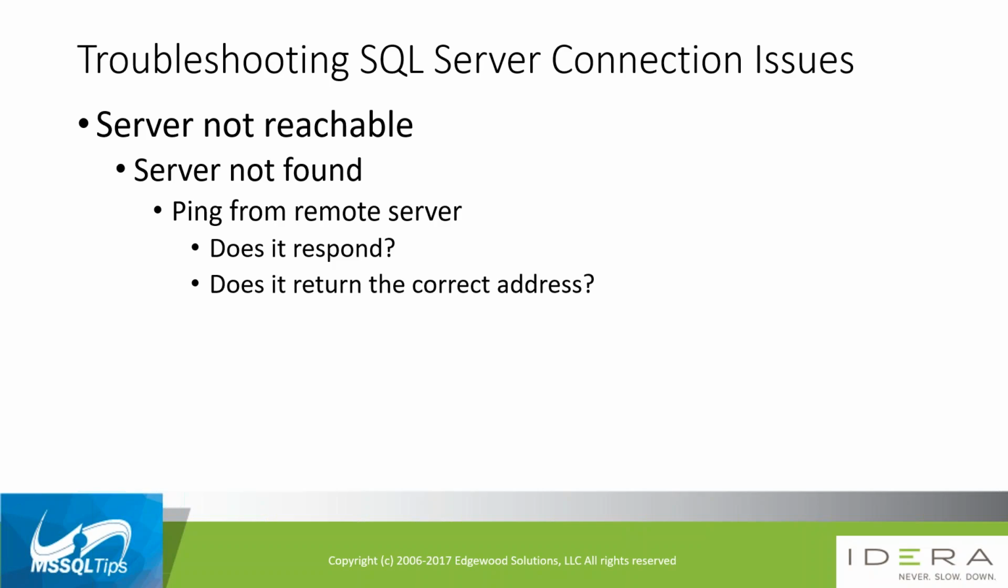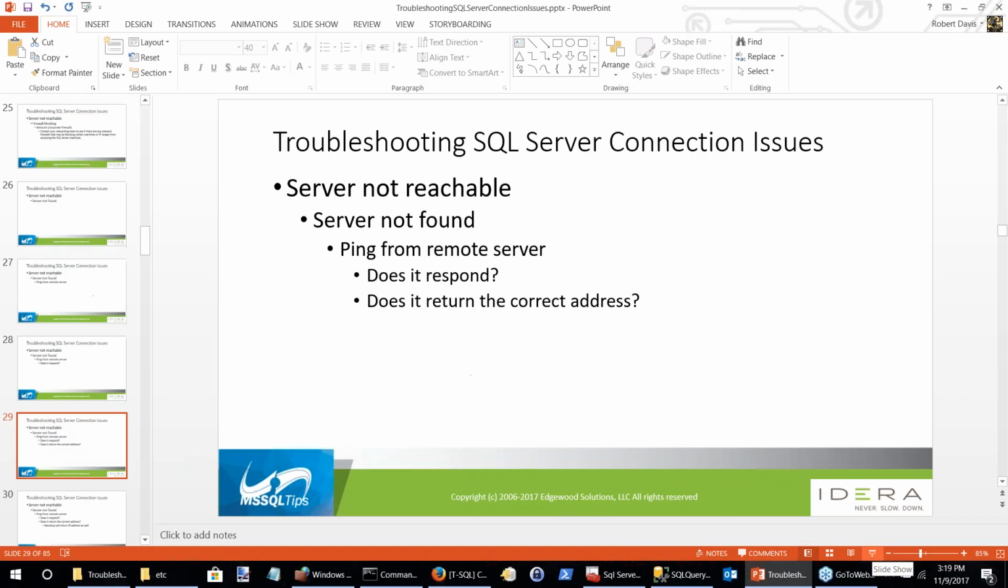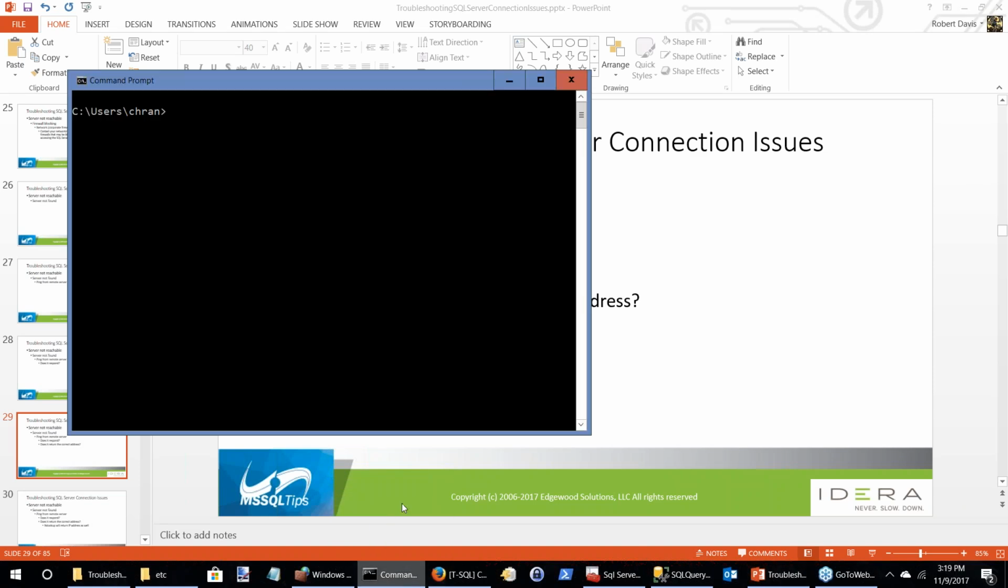A very important thing you get from ping is, does it return the correct address? So let's take a real quick look at the ping. Some of you may or may not be familiar with this one, but it's a very common tool used for troubleshooting connections. Just open up a command prompt and type in the name of the machine. My machine is SQL Brain 1.